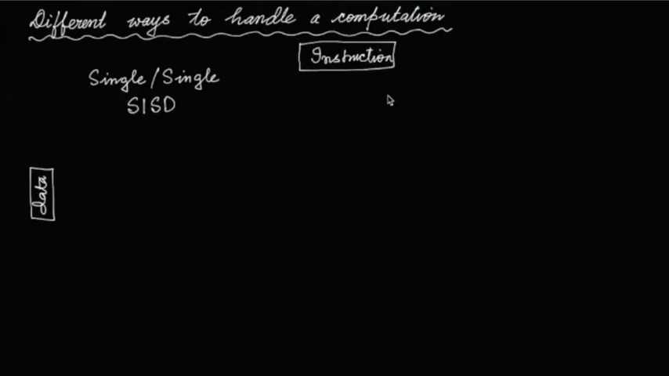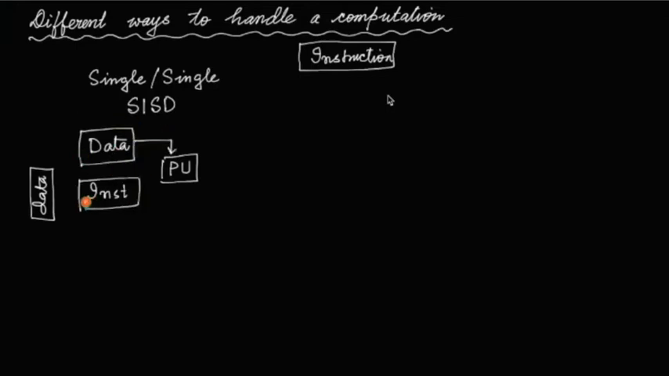So I will just call it a processing unit, or you can call it central processing unit as well. But let's call it a processing unit only. So I have a processing unit. This processing unit is fed with one set of data and one instruction in every clock cycle. So this goes into it in every clock cycle.